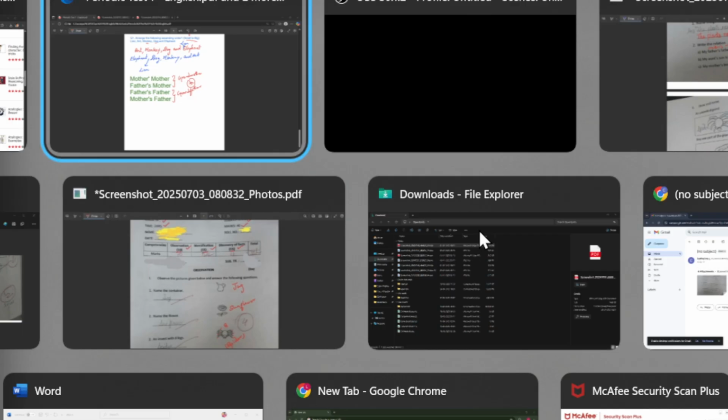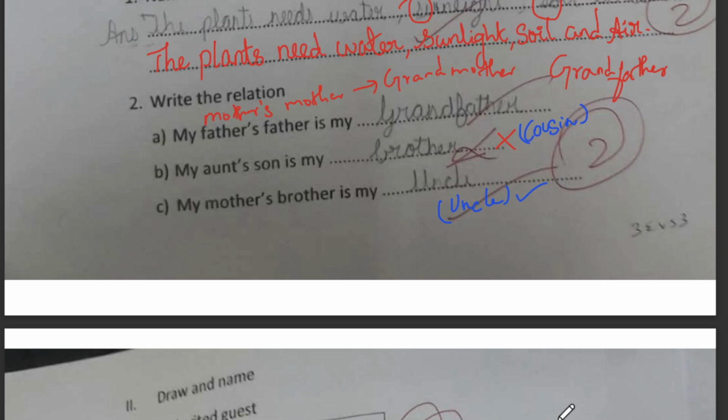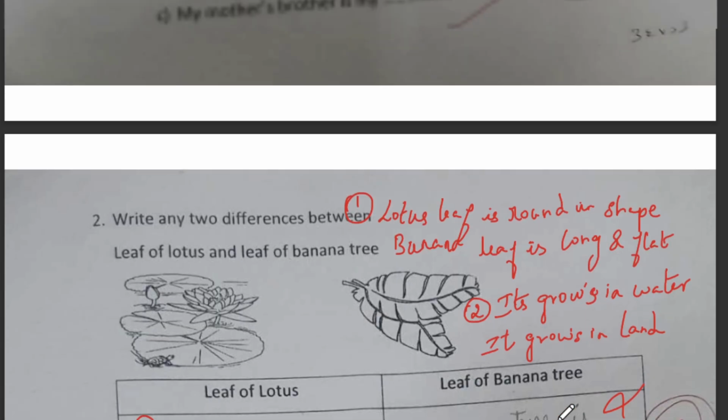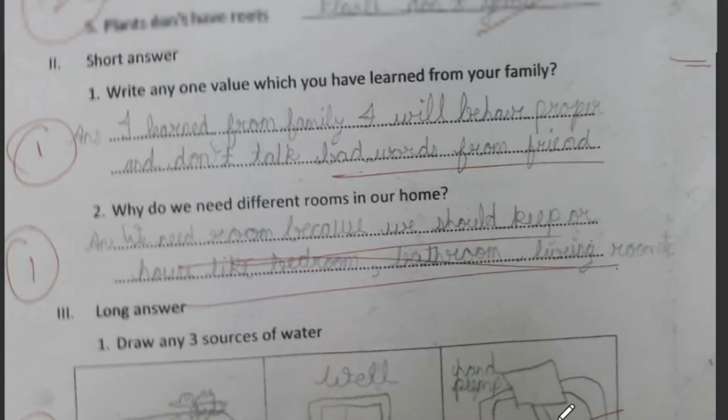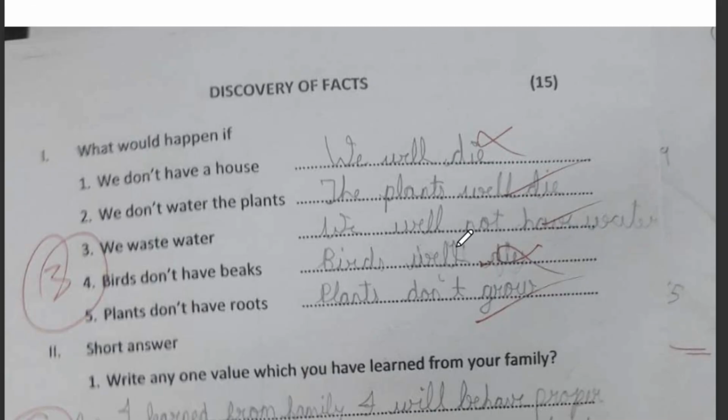Next we'll go back to the question paper. The next page they have asked discovery of facts. For discovery of facts, we have given a few things. We don't have a house. We don't water the plant. We waste water. Birds don't have beaks. Plants don't have roots. So you have to write the fact.